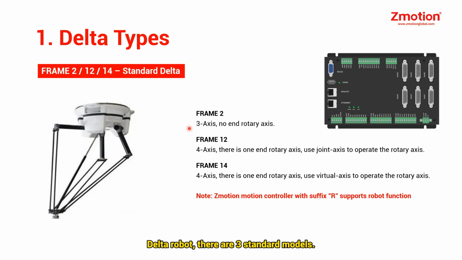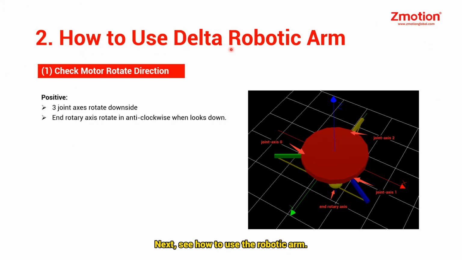For Delta Robot, there are 3 standard models: Frame 2, Frame 12, and Frame 14. Here shows the corresponding definition. And in the next operation, we take Frame 12 as the example. Frame 12 is 4-axis mode. It has 3 joint axes and 1 end rotary axis. Next, see how to use the robotic arm.